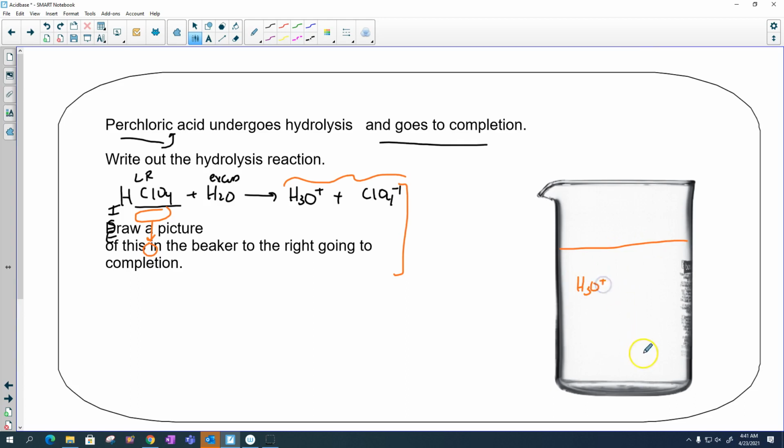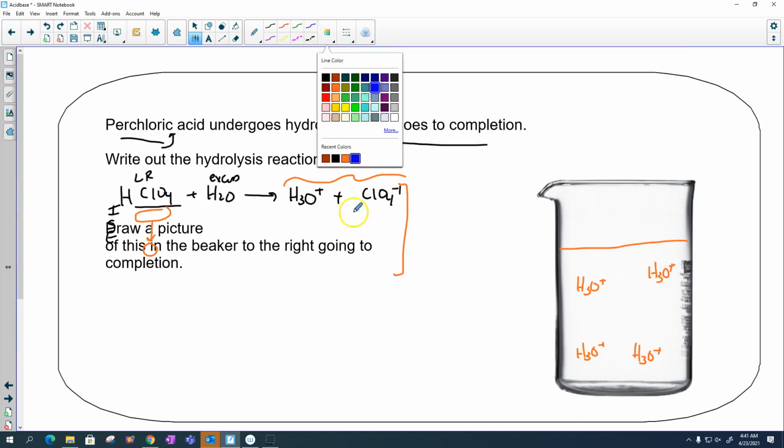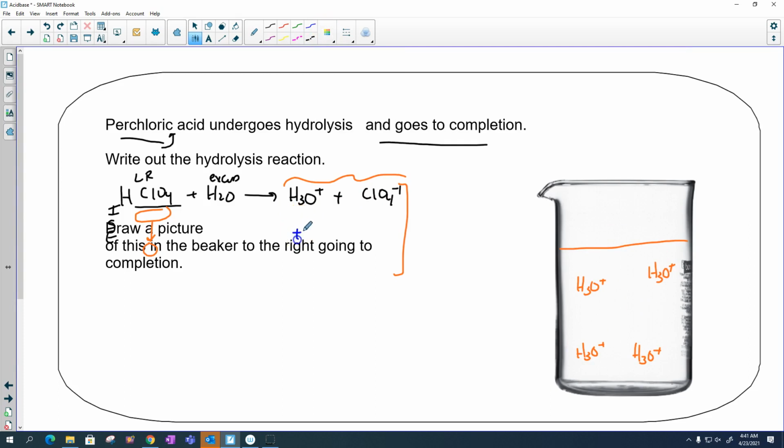H3O plus. And every time I draw one of those, let's draw 4 of these. H3O plus, H3O plus, H3O plus. And then every time I get one of these, I'm also going to get one of these. So I got to draw in ClO4 negative, ClO4 negative, ClO4 negative, and ClO4 negative.